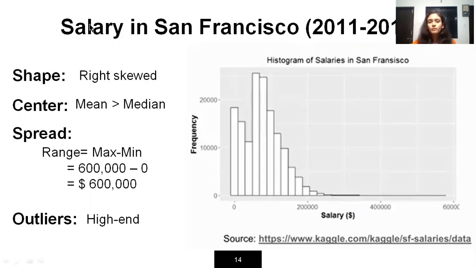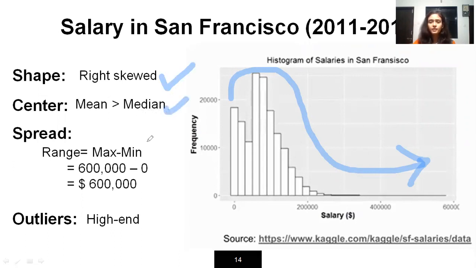Talking about shapes now: which type of shape is this histogram? It is right skewed because I have a long tail towards the right hand side. As it is right skewed, the mean is greater than the median. If I talk about the spread, my maximum value is $600,000 and my minimum value is $0. So I will get the range as $600,000.